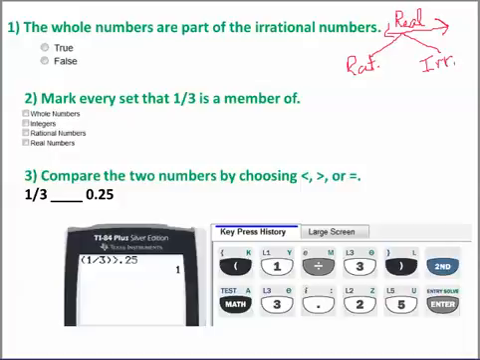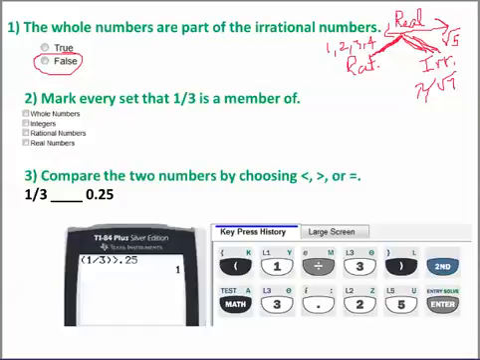So whole numbers are part of irrational numbers. Well, whole numbers are 1, 2, 3, and 4, right? Irrational numbers are things like root 5, root 7, things that we can't take the square root of. Pi is an irrational number. So are the whole numbers part of irrational numbers? No. The rational numbers and irrational numbers break into two sets, and they are not part of each other. So whole numbers are not part of irrational numbers.